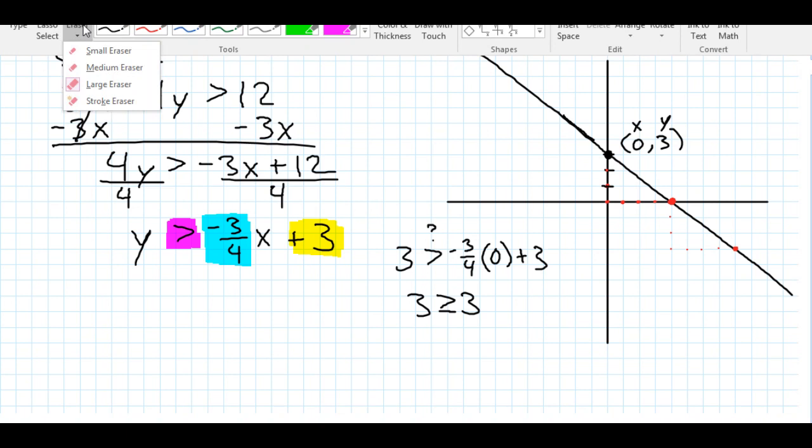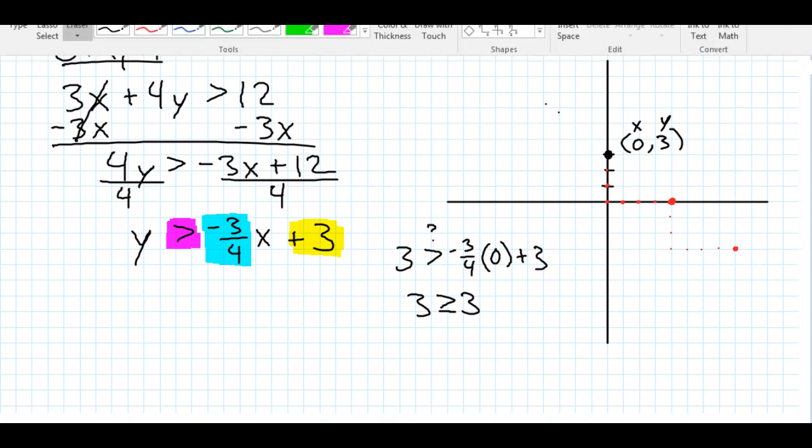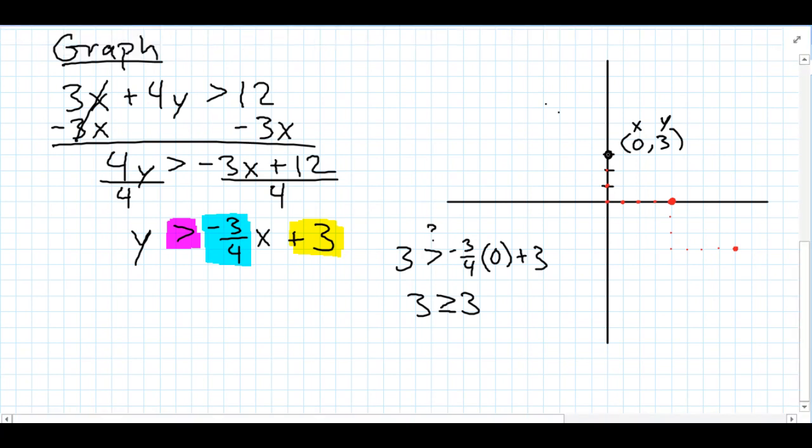Let's see here. I'm going to go ahead and erase this line right here and draw it how it should be, which is going to be a dotted line all the way through. See? A dotted line. That shows us that those points are close to the solution but not included. Now you're almost done, but you're not quite done.